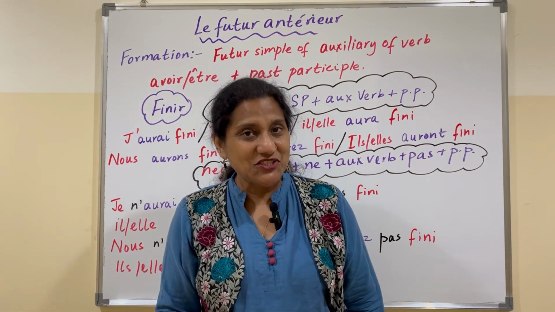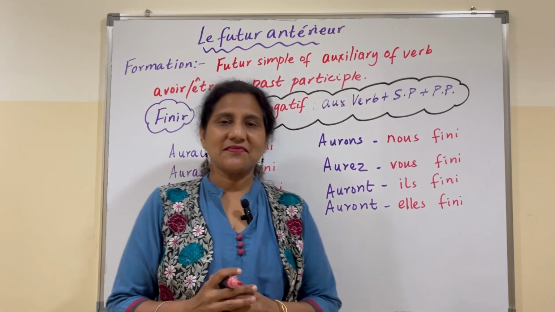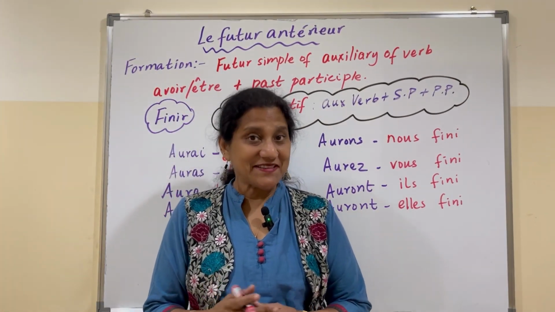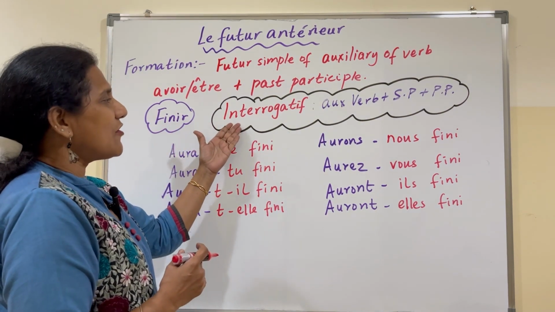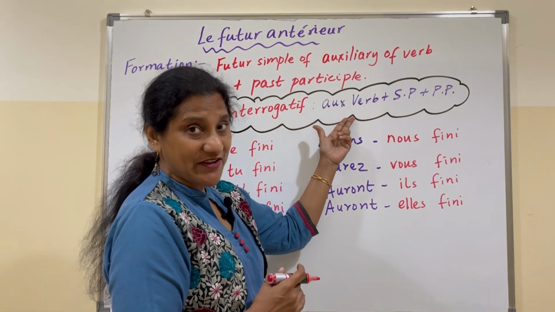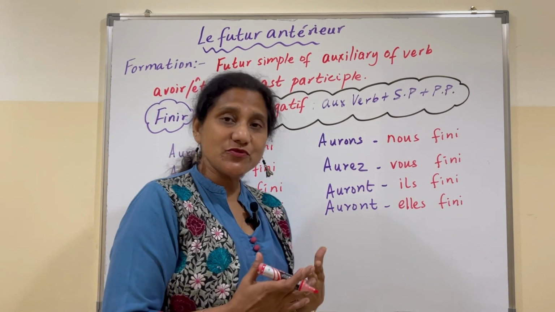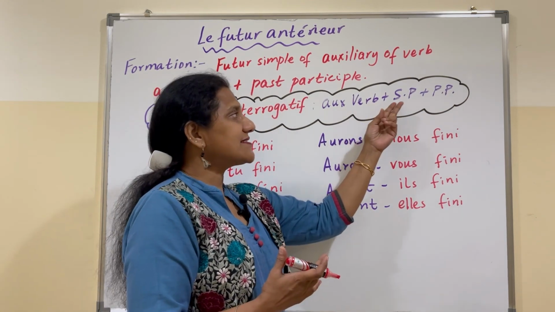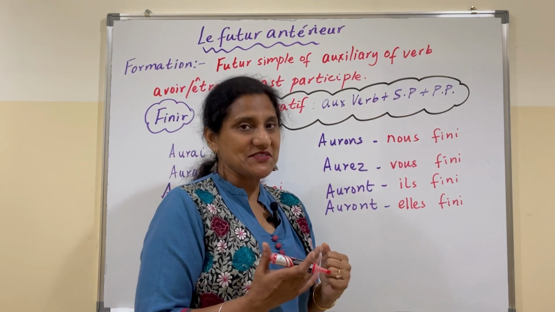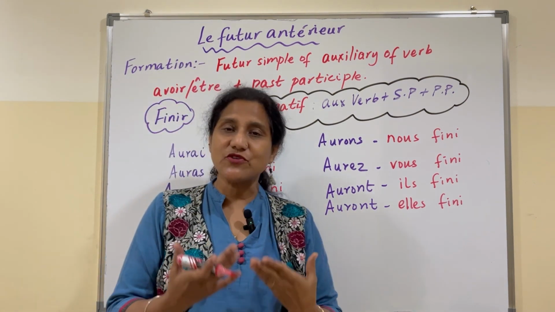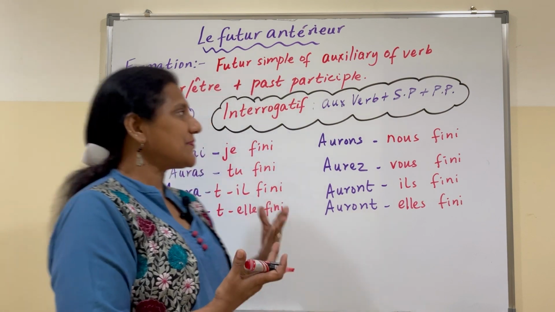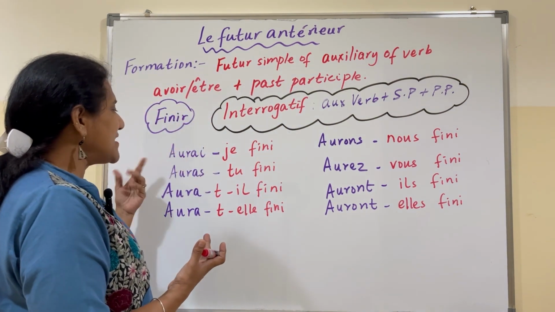Let's see the formation in interrogative. Let's look at how to conjugate in the interrogative form. So, for the interrogative form, the formation will be auxiliary verb, in this case in future simple, plus subject pronoun plus past participle. Remember, this is a compound tense, so it requires the use of an auxiliary verb. So, let's take the example of finir.